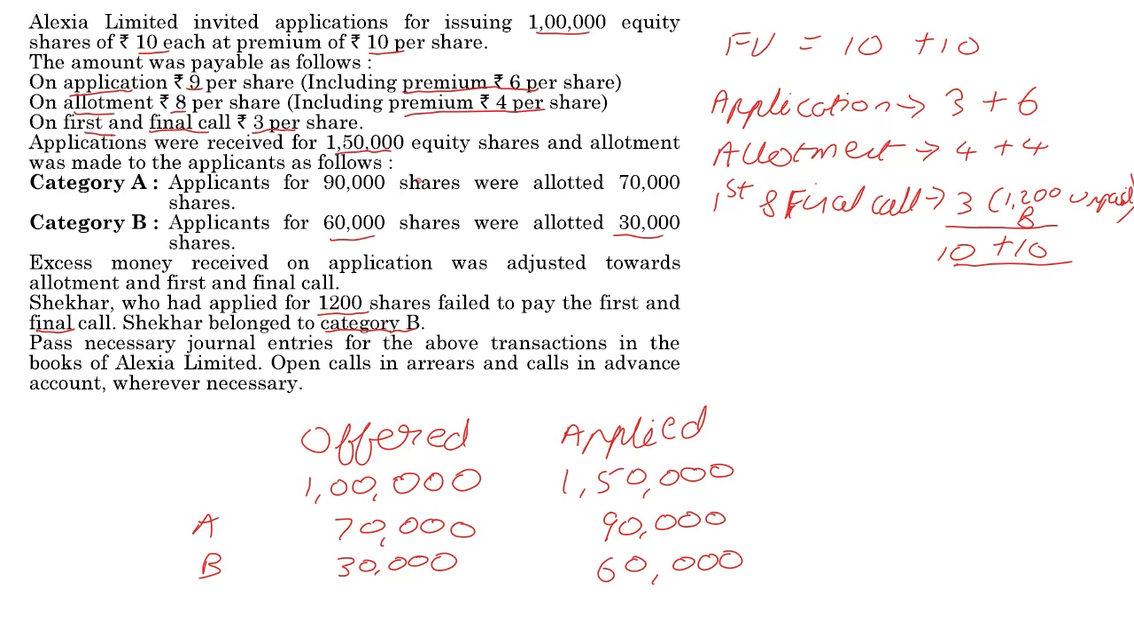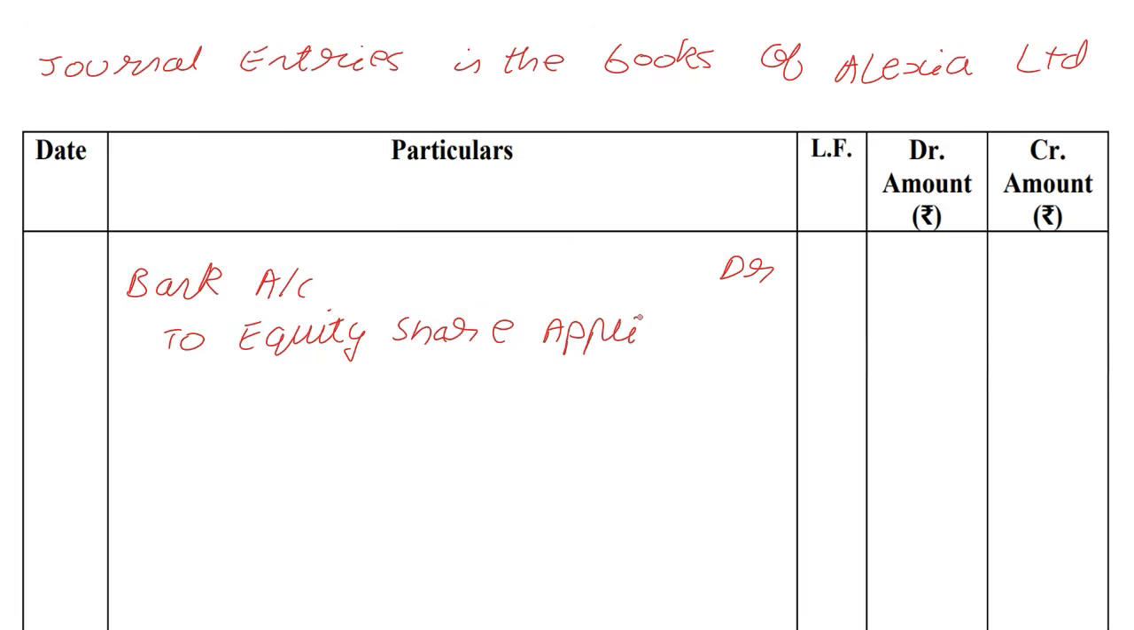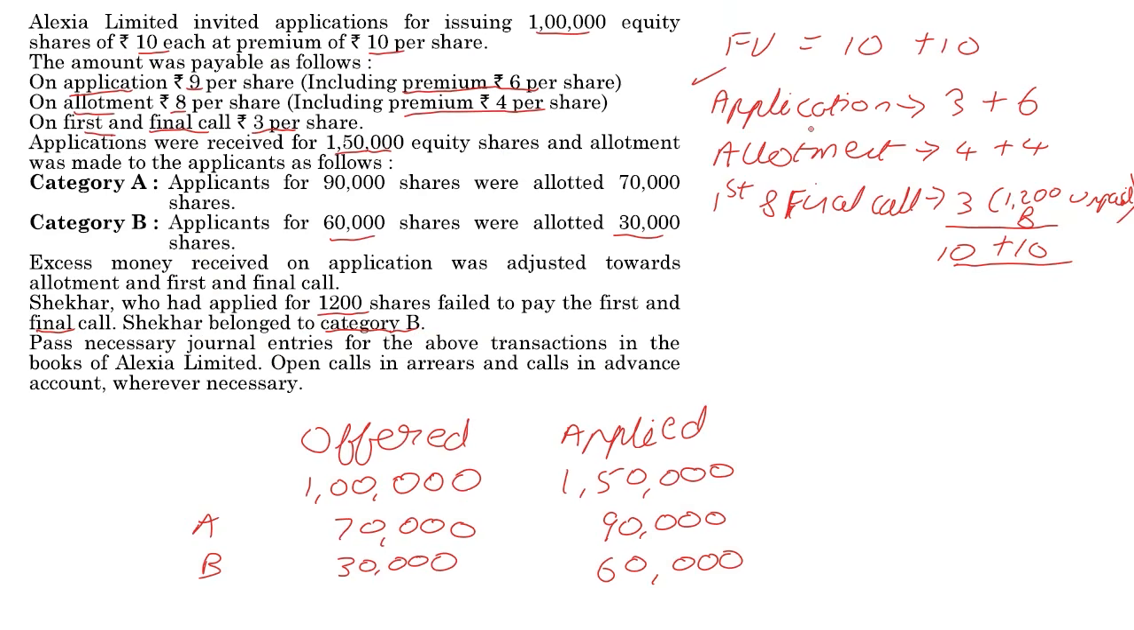Now, first step, standard journal entry. We're getting money. What are we getting? Application money. Debit what comes in, so we have bank account debit. And notice how we have got separate application and allotment, so it will be equity share application account. I will go back to check the numbers.